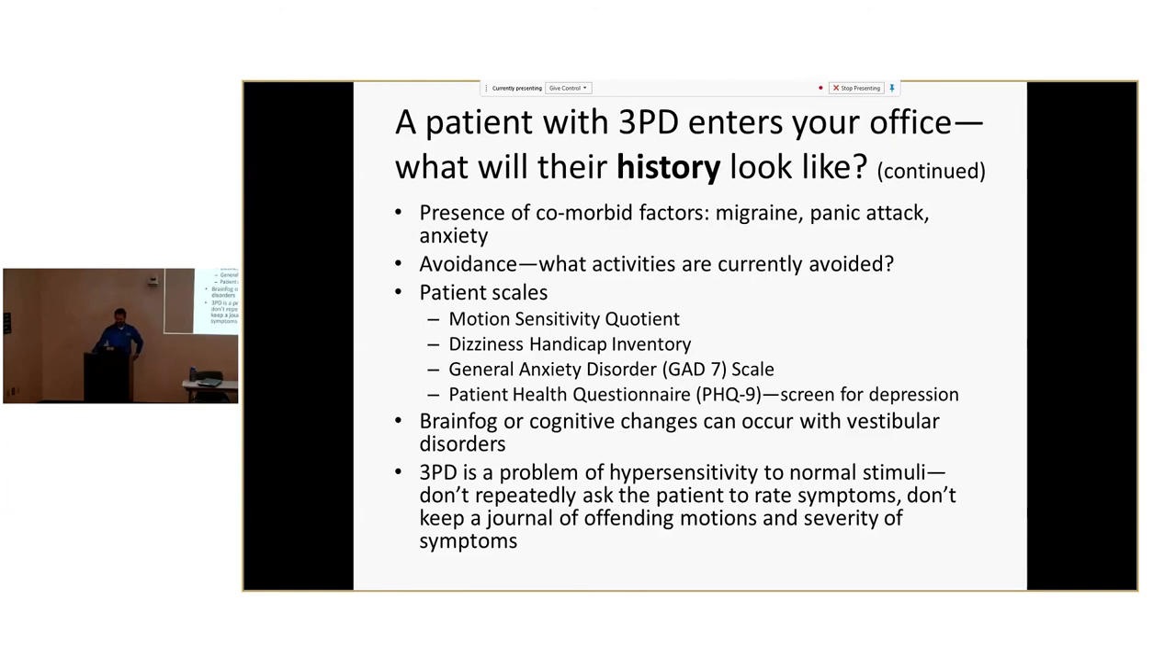So, a couple other things in terms of history. How do we distinguish 3PD from other disorders in terms of their history? Because it can occur simultaneously. We're certainly asking our patients to report their dizziness: what do you mean by dizziness? And we're getting a more diffuse report.